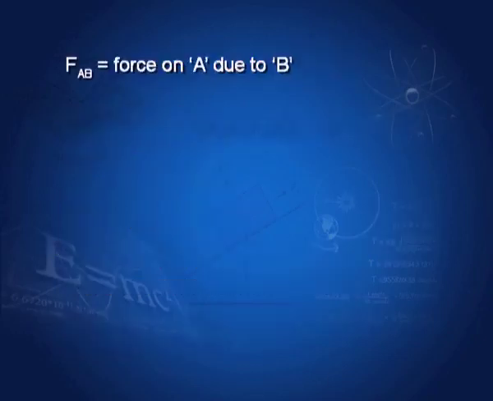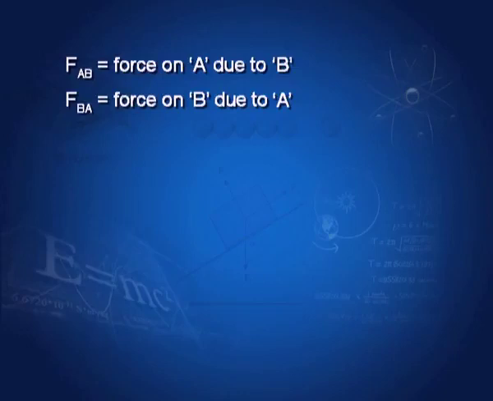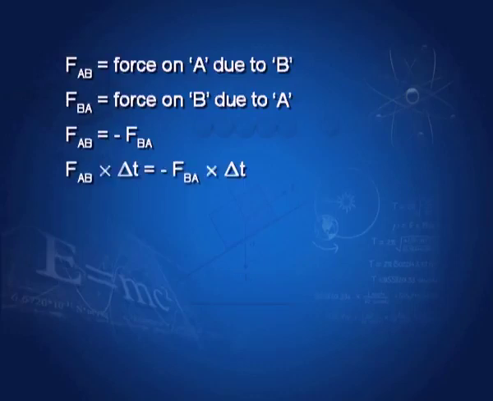If FAB equals the force on A due to B, and FBA equals the force on B due to A, according to Newton's third law, FAB equals minus FBA. If we multiply both sides by the time interval delta t, then we get FAB into delta t equals minus FBA into delta t.